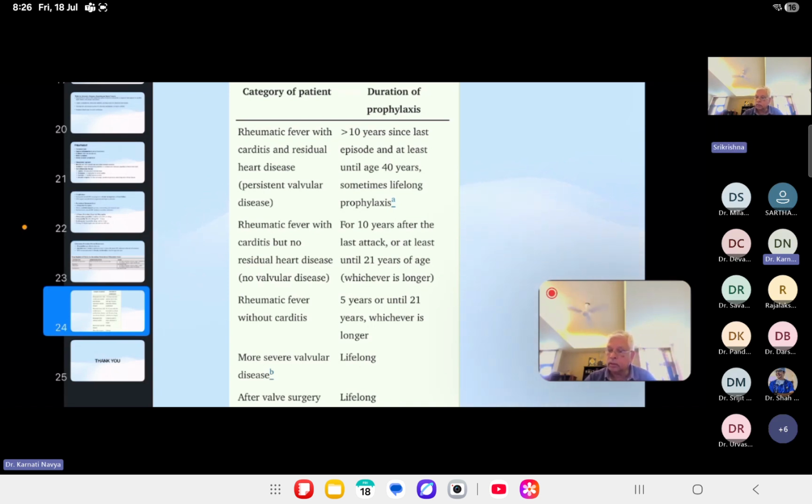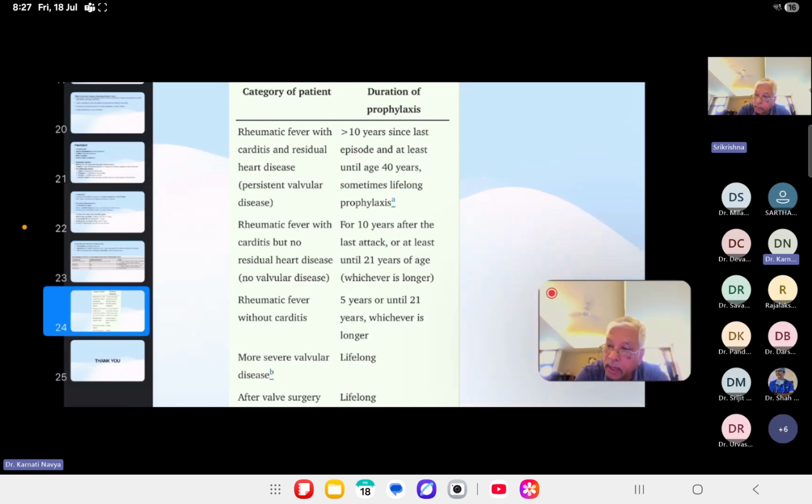All right. So now I have a question for you. What do you do in a case of double valve replacement? Do you continue the prophylaxis lifelong, or do you stop somewhere in between, or what is the logic, or what is the criteria for this, and what do we do in NH? In NH, I have seen up to 40 years of age, we give the prophylaxis. No, understand my question. It's a specific question.